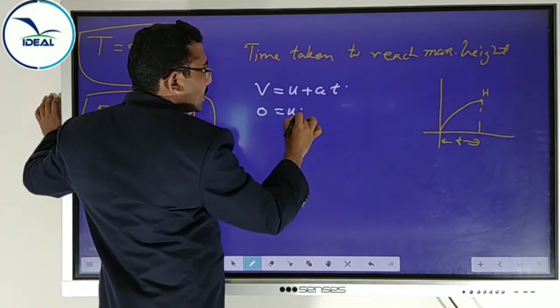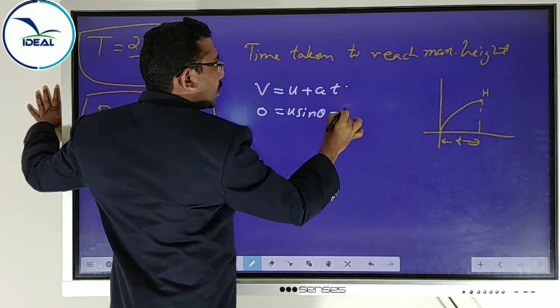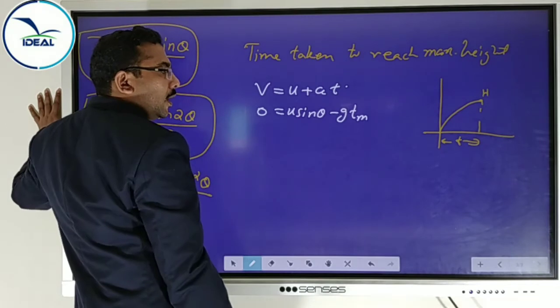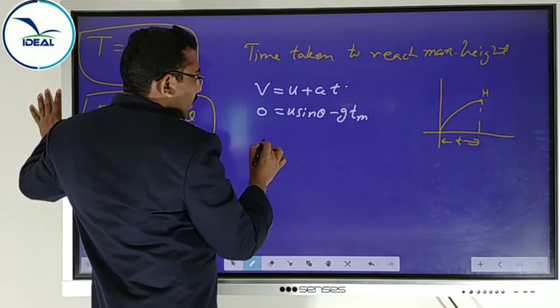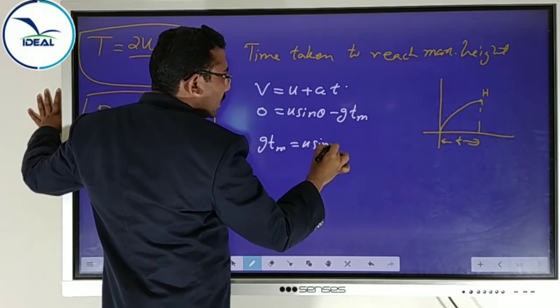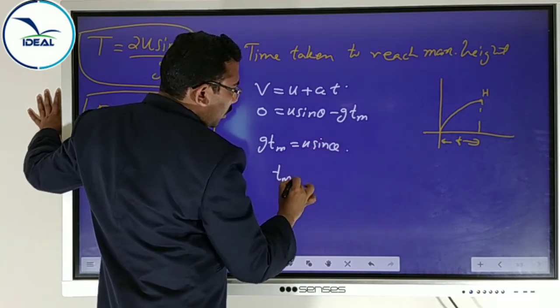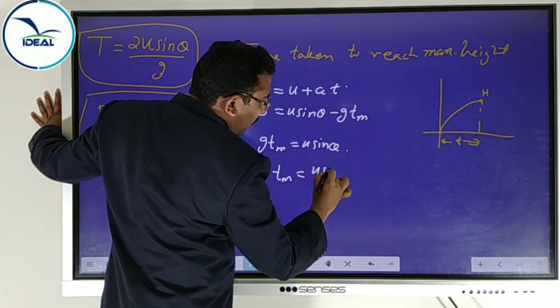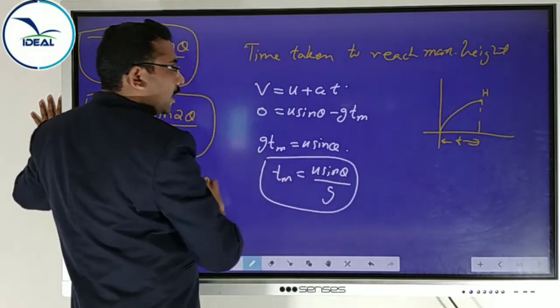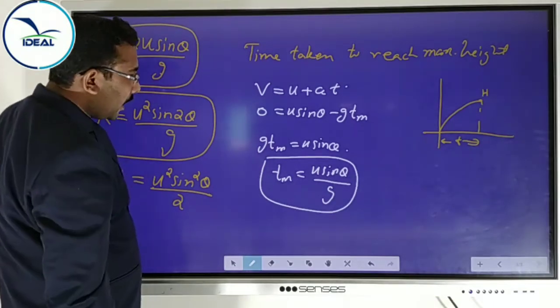U is equal to U sin theta. A is equal to minus G. T is the time taken to reach maximum height, which we can denote Tm. That is, G Tm equal to U sin theta, or Tm equal to U sin theta by G. This is the time taken to reach maximum height.